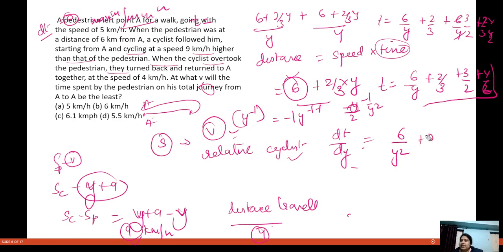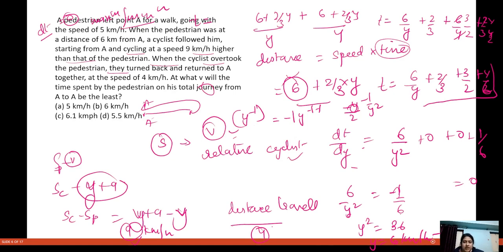This you will get equal to 0. And this you will get equal to how much? 1 by 6, because y only. Now this you have to equate to 0. So you have 6 by y square and you have to equate this equals to 1 by 6. Now this will become how much? y square is equals to 36. So y is equals to 6 kilometer per hour, you will get as your answer.